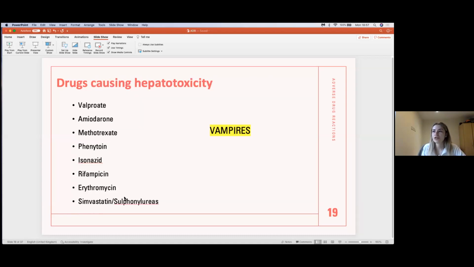Finally, drugs causing hepatotoxicity. Remember that by "vampires", so valproate, amiodarone, methotrexate, phenytoin, isoniazid, rifampicin, erythromycin, and simvastatin or sulfonamide.